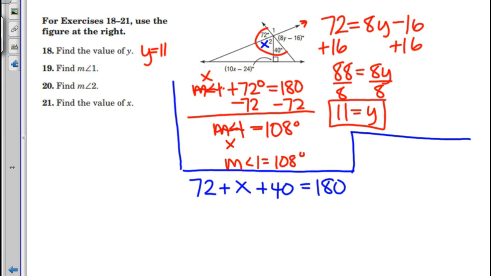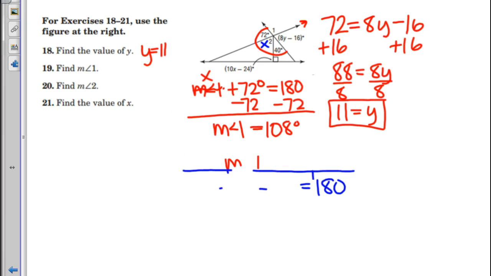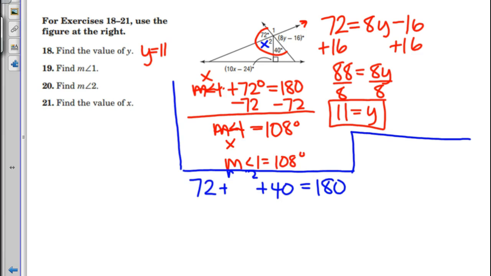All right, so let's go here. This is the measure of angle 2. That's what we're looking for, the measure of angle 2, and I just replaced it with x. Since we're going to find x in the next one and that means something else, we could use a different letter. Let's use a for angle. All right, so let's find a.